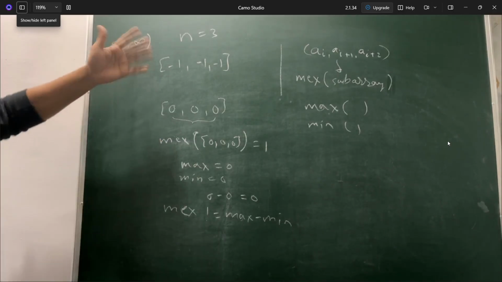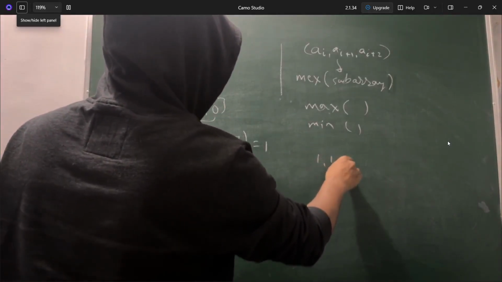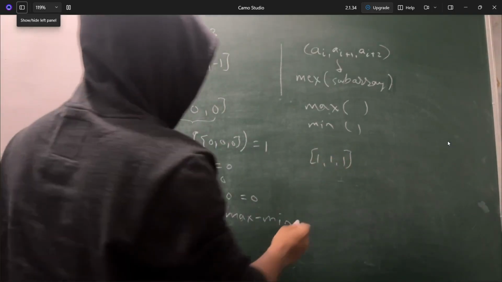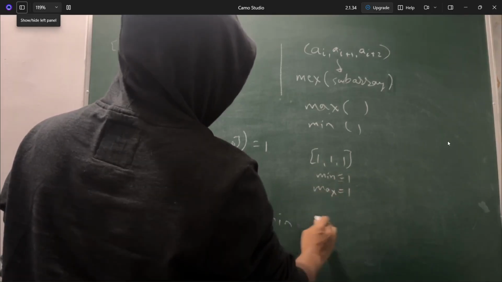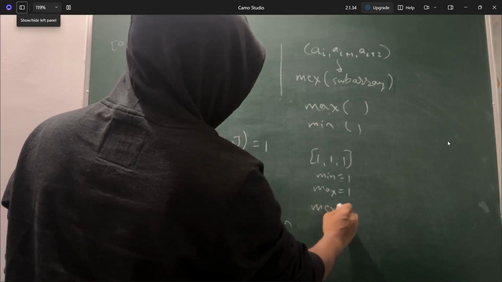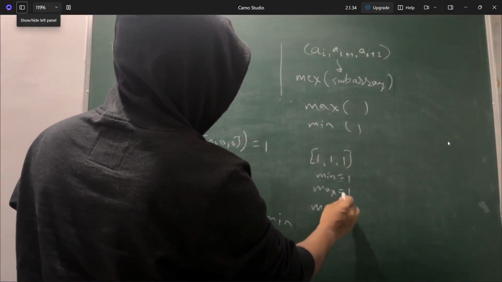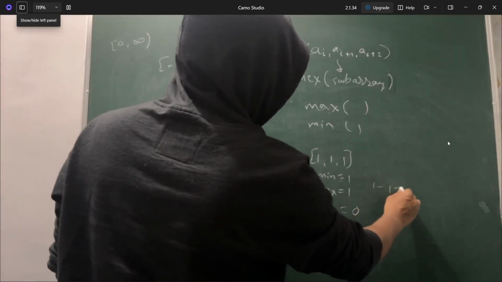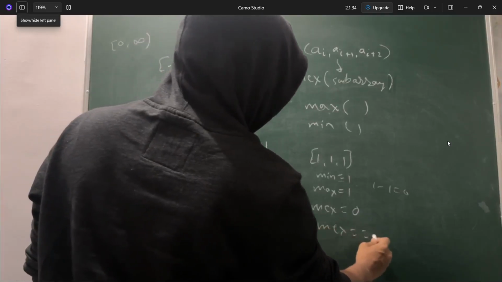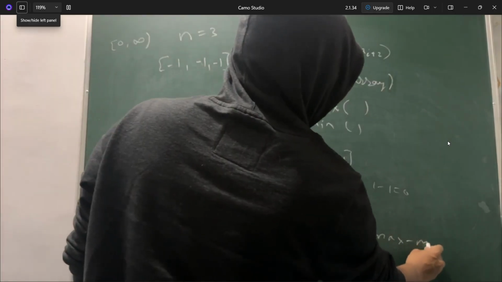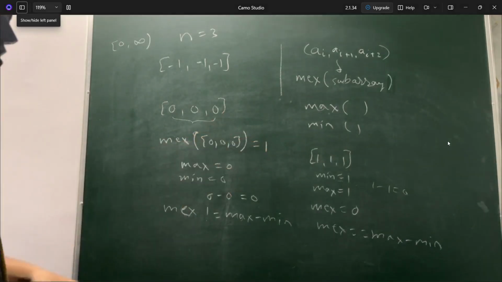So let's try to take other elements. Now if you try to take all ones, our minimum and maximum element will be 1 and 1, but your mex operation starts from 0, right? We see in the array we don't have 0, so mex is 0. And now if you take maximum minus minimum, it is 1 minus 1, which is 0. So now you can clearly see that mex is equal to maximum minus minimum. So this is one of the values that you can put: 1, 1, 1.